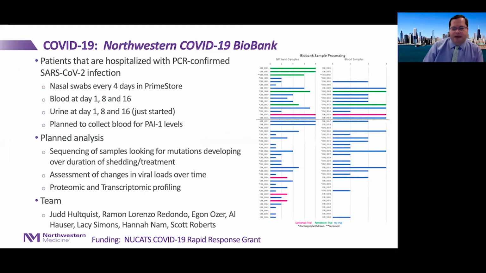Now talking about some potential resources that we have available for us. So we have the Northwestern COVID-19 Biobank. This is a prospective study of patients that are hospitalized with PCR-confirmed SARS-CoV-2. They have nasal swabs collected every 4 days until discharge or through day 30. They have blood collected at day 1, 8, and 16, and urine collected at day 1, 8, and 16. We just started additional testing for the PAI-1 levels, which will get our first signal back.